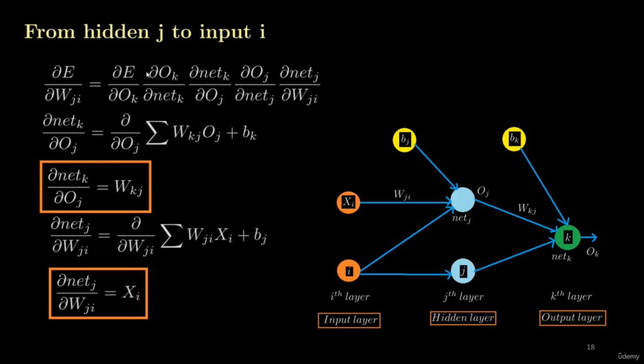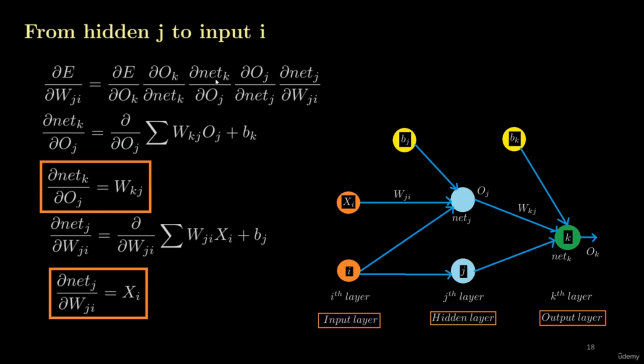Luckily, we have already calculated the first 2 values in our previous lecture, when we moved from the output layer to the hidden layer. It means now we need only 3 values to calculate. So let's start with D net K by DOJ.